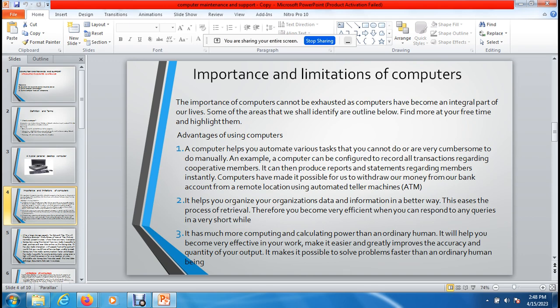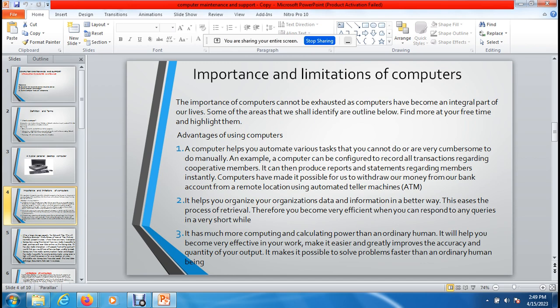The other advantage, number 2: it helps you to organize your data and information in a better way. This eases the process of retrieval. Therefore, you can become very efficient when you can respond to any queries in a very short while. So organization of data is enhanced efficiently. Number 3, it has more computing and calculating power than an ordinary human being.